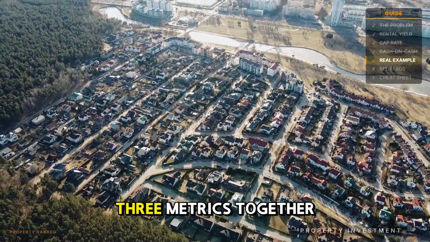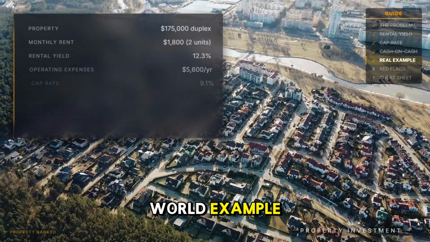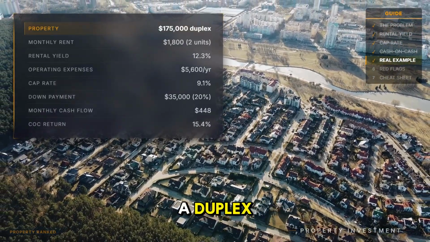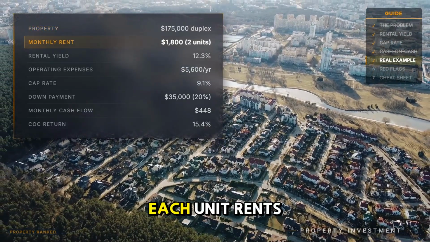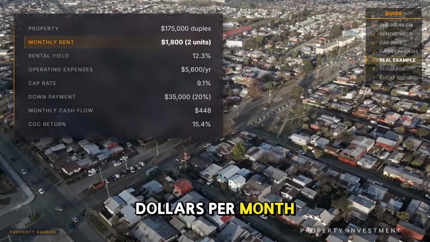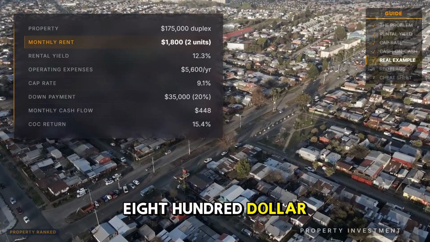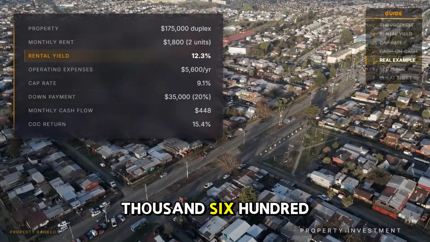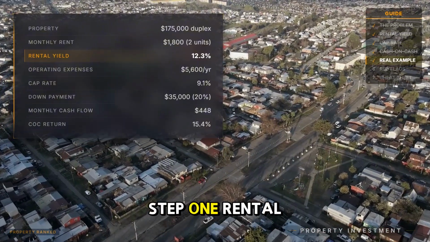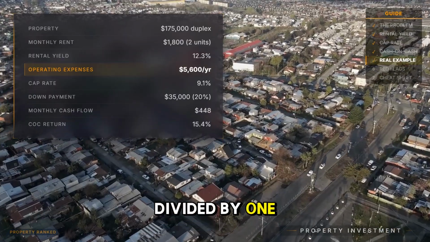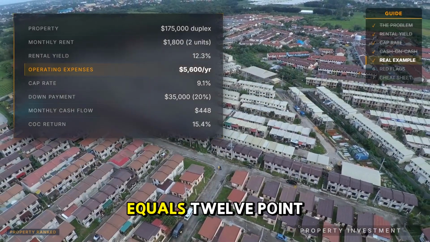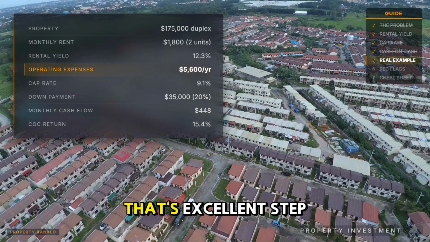Let's put all three metrics together with a real-world example. Imagine you find a duplex listed at $175,000 in Indianapolis. Each unit rents for $900 per month. That's $1,800 total, or $21,600 per year. Step 1. Rental yield. $21,600 divided by $175,000 equals 12.3%. That's excellent.